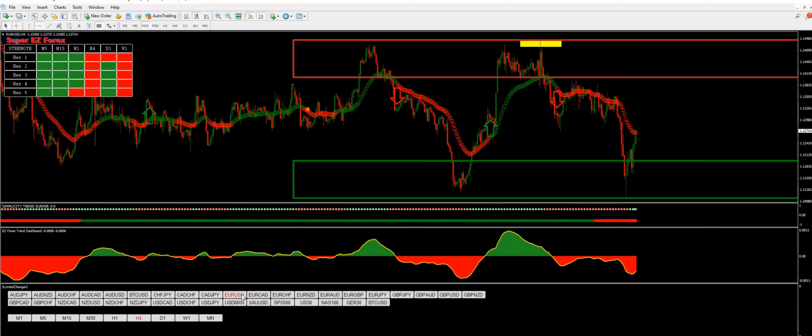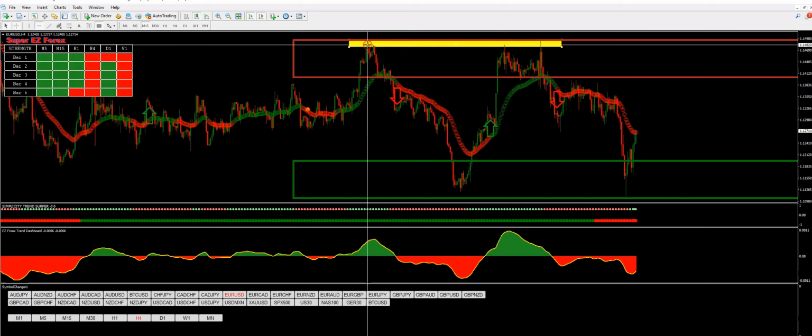This is your Euro USD. As you can see right here, it retested an area. You see how it's testing this area? Okay, so it already established that this is the high on the 4 hour. I can bring it all the way back to here, which was when? This was January 14th.